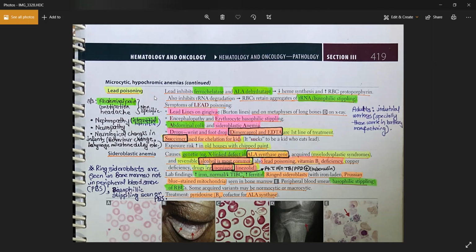Okay, this lead can also inhibit rRNA degradation. As a result, the RBCs retain aggregates of rRNA. So what you will have is basophilic stippling. Two things are going to happen: one is the inhibition of these enzymes, and the second is the inhibition of rRNA degradation. So rRNA will be present in the mature RBCs, and they will appear as bluish aggregates in them, which are the basophilic stippling.